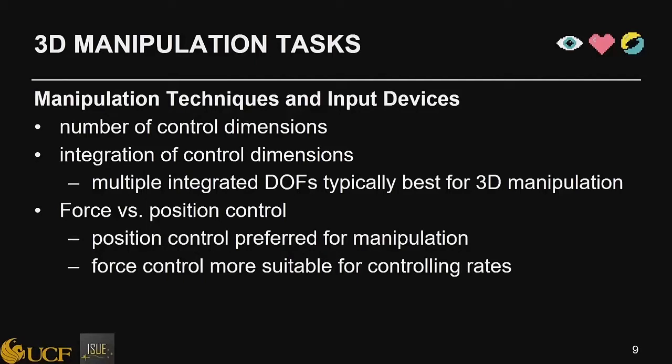There's the integration of control dimensions. Most of the time we want to have all our dimensions integrated together instead of doing them separately. It makes things a little bit easier to do, makes it faster, although sometimes in some situations you may want to have things separate. Then there's also the notion of force versus position control. Typically, position control is preferred for manipulation, where force control is more suitable for controlling rates, velocity, other types of rates of that nature.